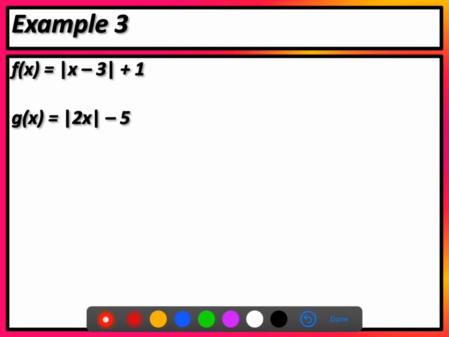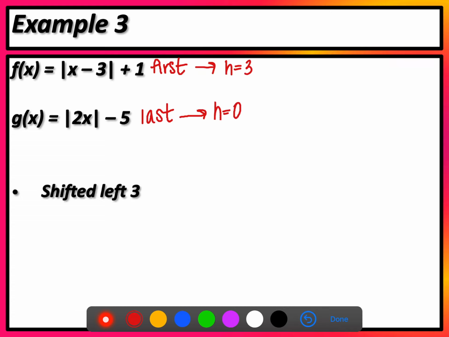Okay, let's try one more. So this is my first. Here's my last. In my first step, I'm at an h of 3, and in my last step, I'm at an h of 0. So horizontally, how do I get from 3 to 0? I shift to the left. If you wanted to write down the equations in order, that might help you as well, if you were trying to complete the chart.